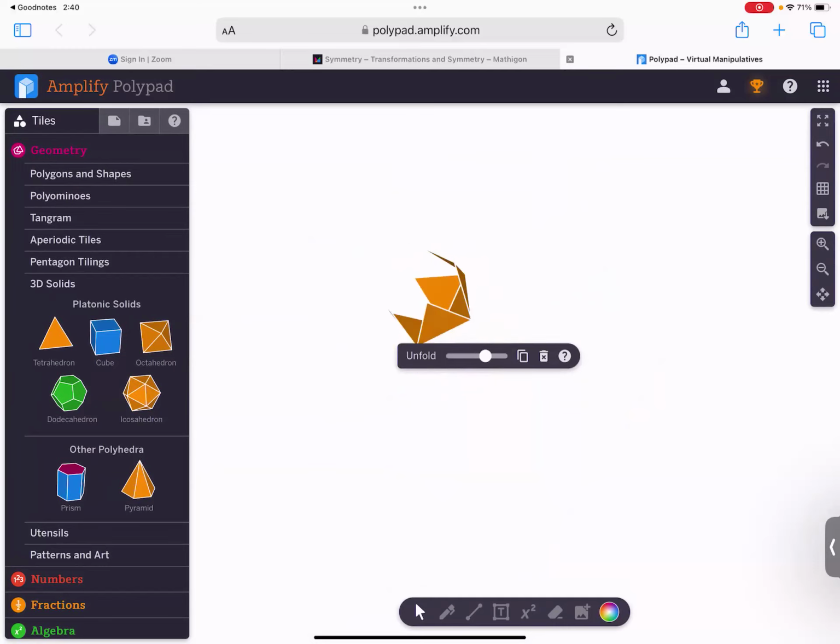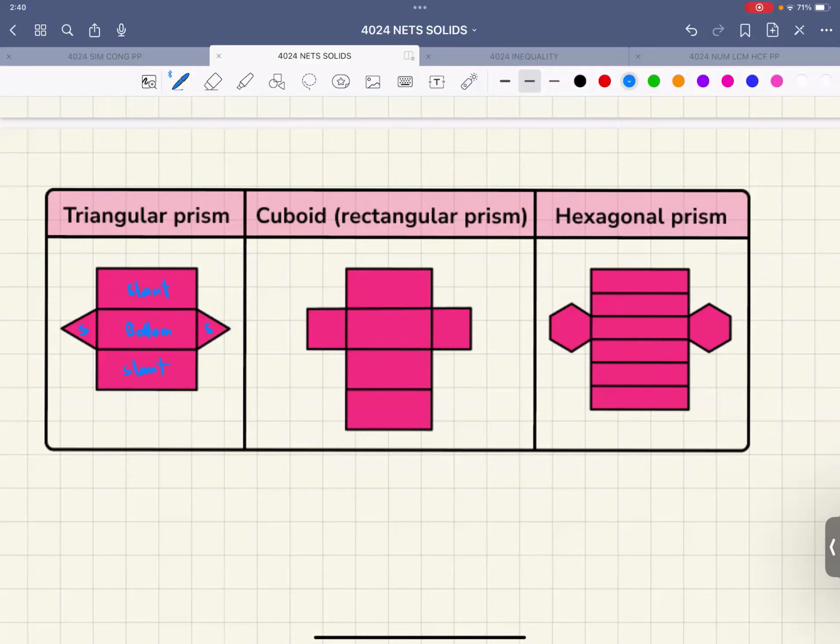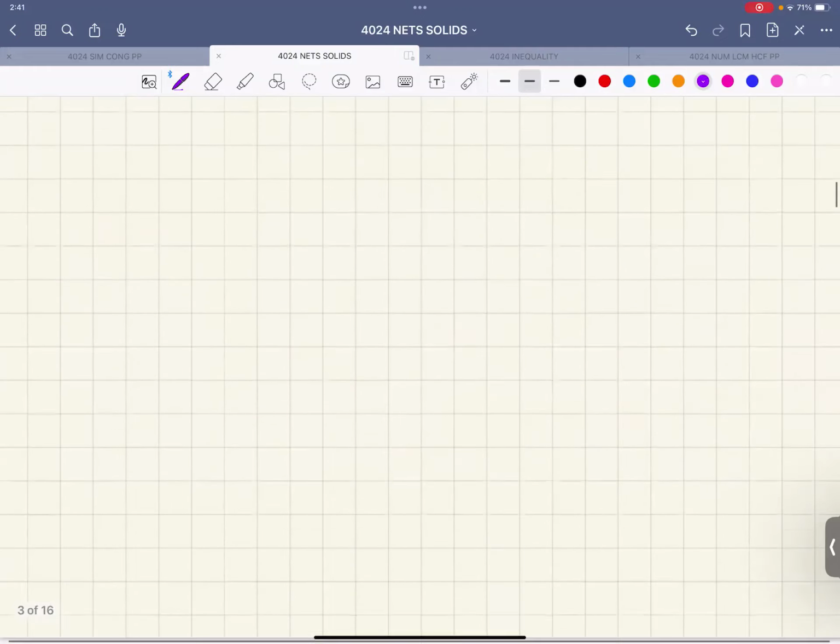This is a triangular prism. So basically, these are the sides. This is the bottom. And these are the slant sides. So just imagine that being made into one 3D shape. This is a cuboid, a rectangular prism. So this is like the base. This is side wall. This is side wall. This is the right-hand side. This is the left-hand side. And this is the top. And the same goes with the hexagonal prism.